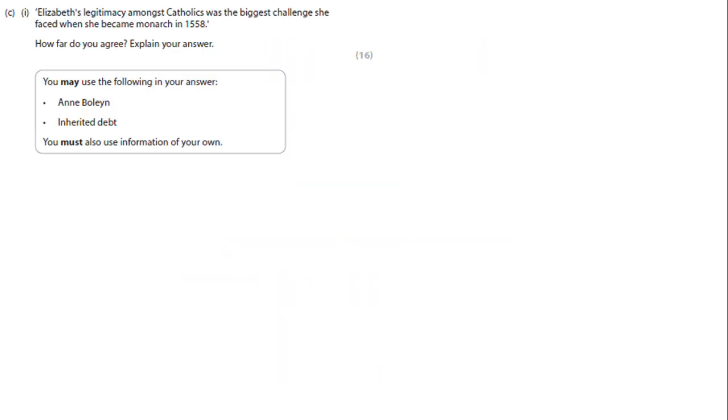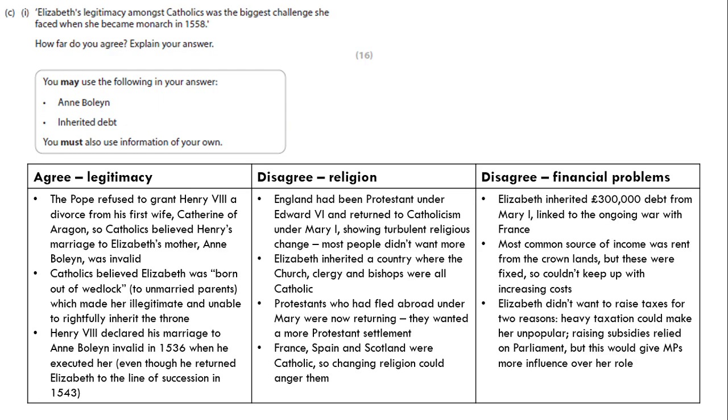So, challenges to Elizabeth. Is legitimacy amongst Catholics the biggest challenge, yes or no? Here's how I would go about it. I would talk about legitimacy, religion, and financial problems. The legitimacy paragraph obviously is an agree paragraph.